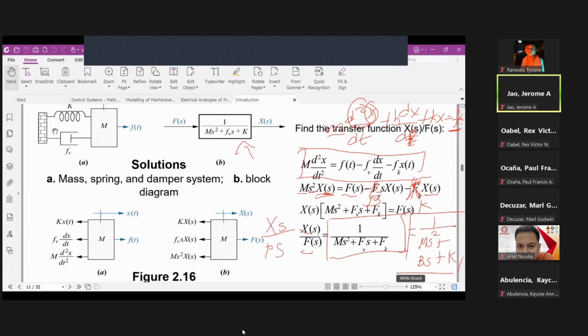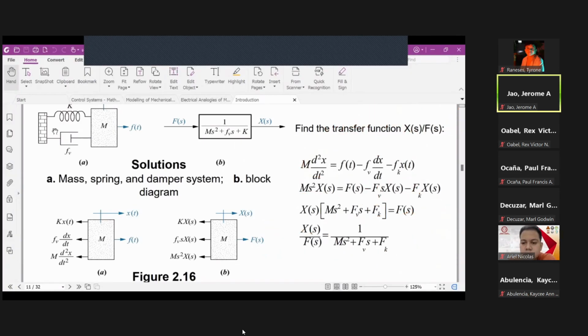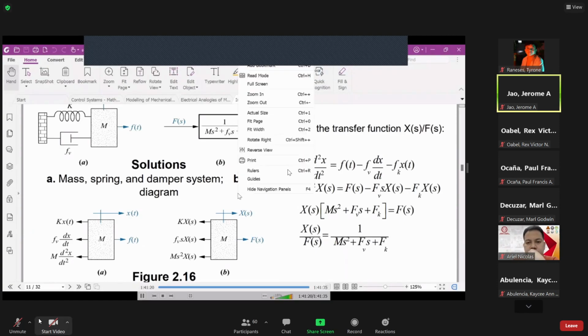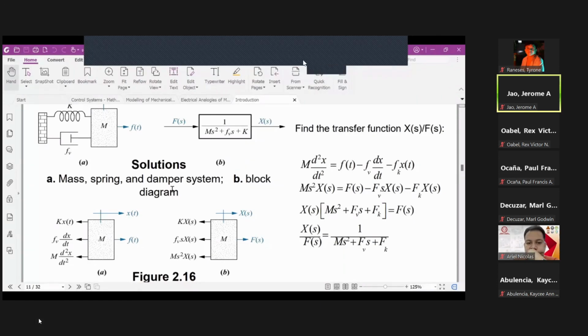Ito is ginamit natin is transfer function na mathematical model. So I think that will be all for the second contact session. So stop ko na yung recording. So I think we discussed everything from the mathematical models of the system, the modeling of mechanical system, the electrical analogies of the mechanical system, and then we have examples of those different modeling of your control system.